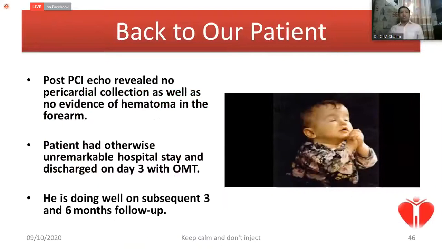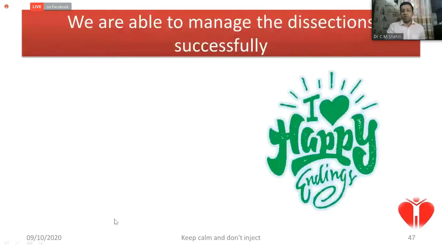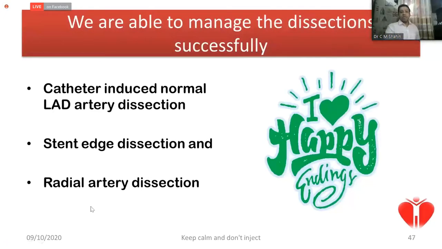So back to our patient, post-PCI, echo showed no pericardial effusion. The patient had an otherwise unremarkable hospital stay and is doing well on subsequent 3 and 6 months follow-up. So we were able to manage the dissection successfully: catheter-induced normal LAD artery dissection, stent edge dissection, and radial artery dissection.